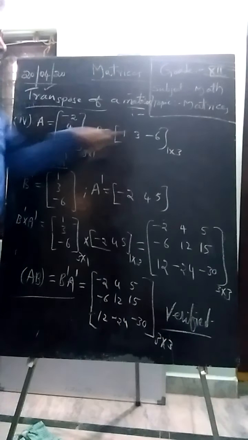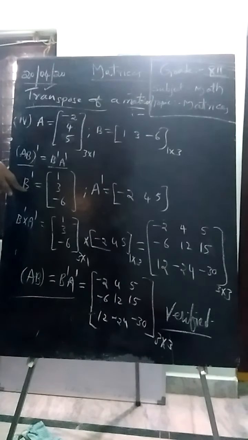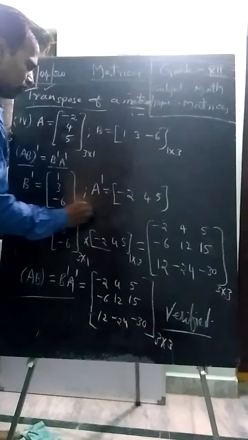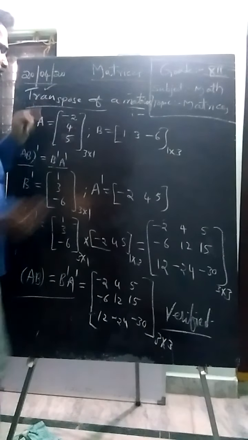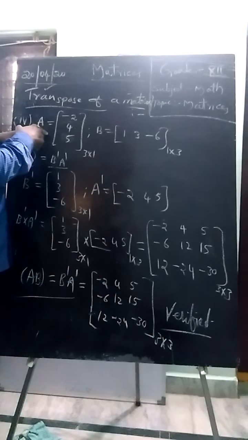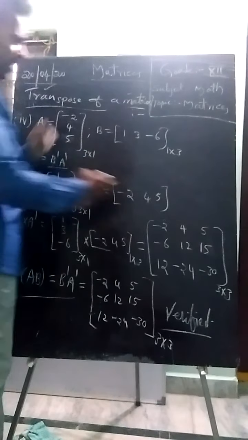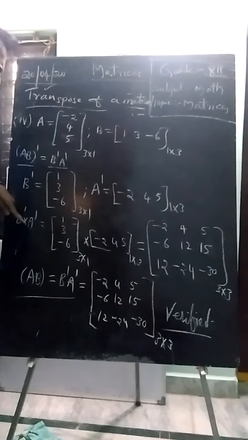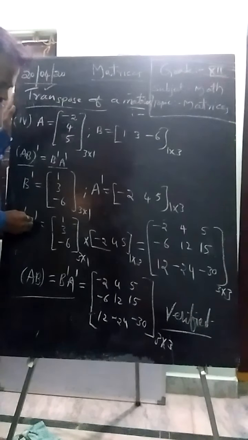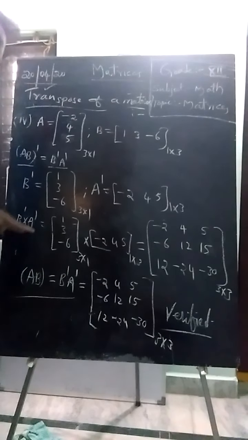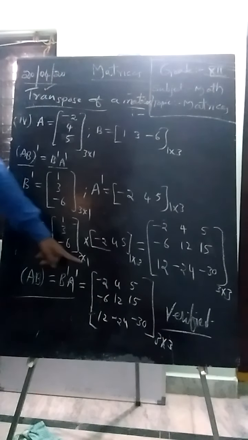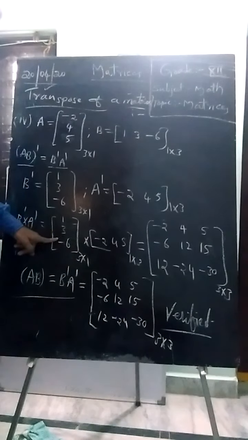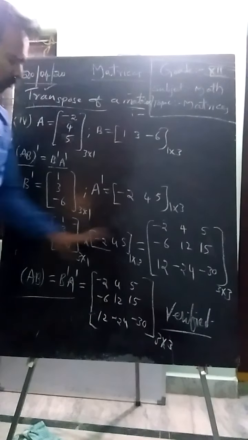B matrix is 1 by 3, so the order of B transpose will be 3 by 1. Then A transpose: matrix A order is 3 by 1, so when you take the transpose, you will get A transpose as 1 by 3. Now let us find the value of B transpose into A transpose. Let us check whether it is possible or not. Yes, columns of the first matrix equal rows of the second matrix, so possible.